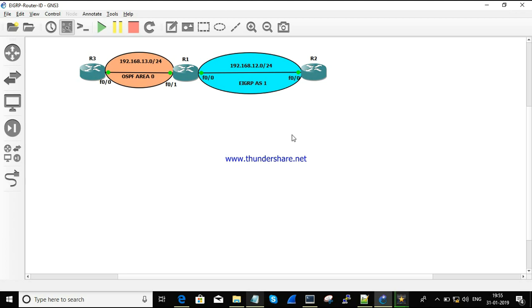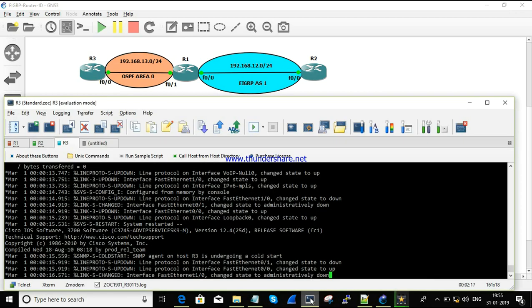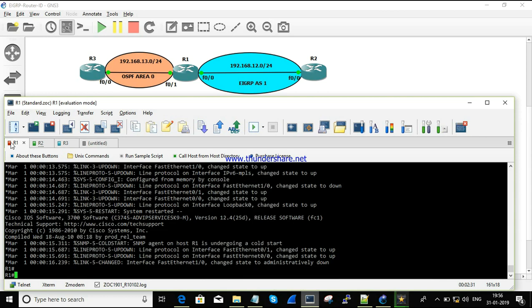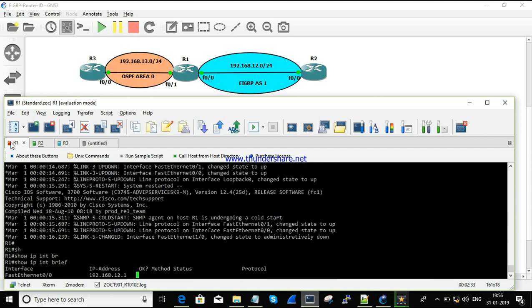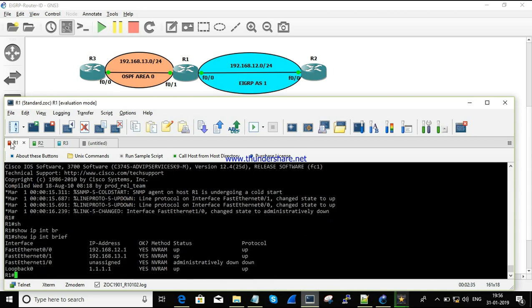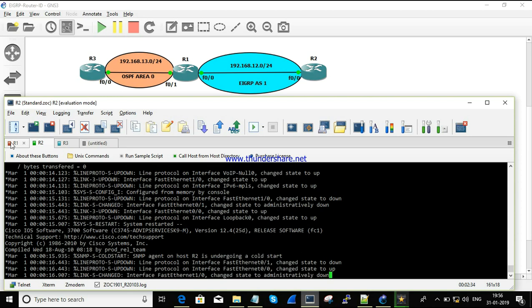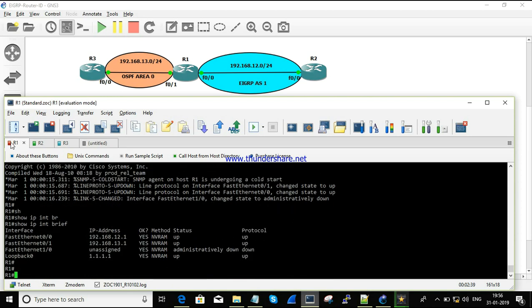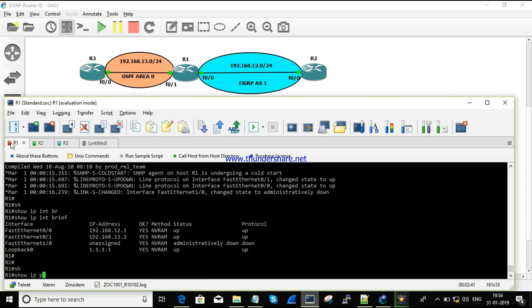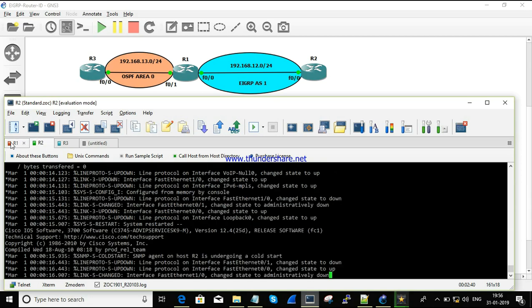So let's have a configuration and check it from our end so that it will be more clear for you to understand. All right, so this is the topology that I'm going to use, and here are the three routers. First, let's check the IP interface. The IP address has been configured with a loopback of 1.1.1.1. Next, I will check the protocols. There is no protocol running.